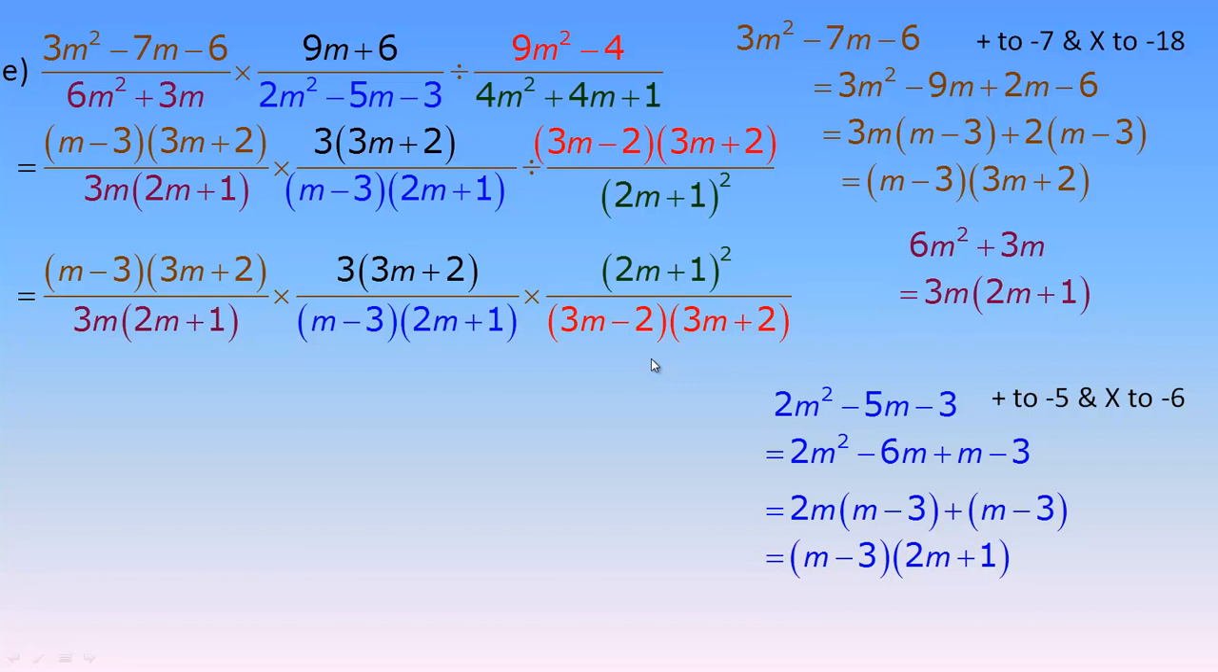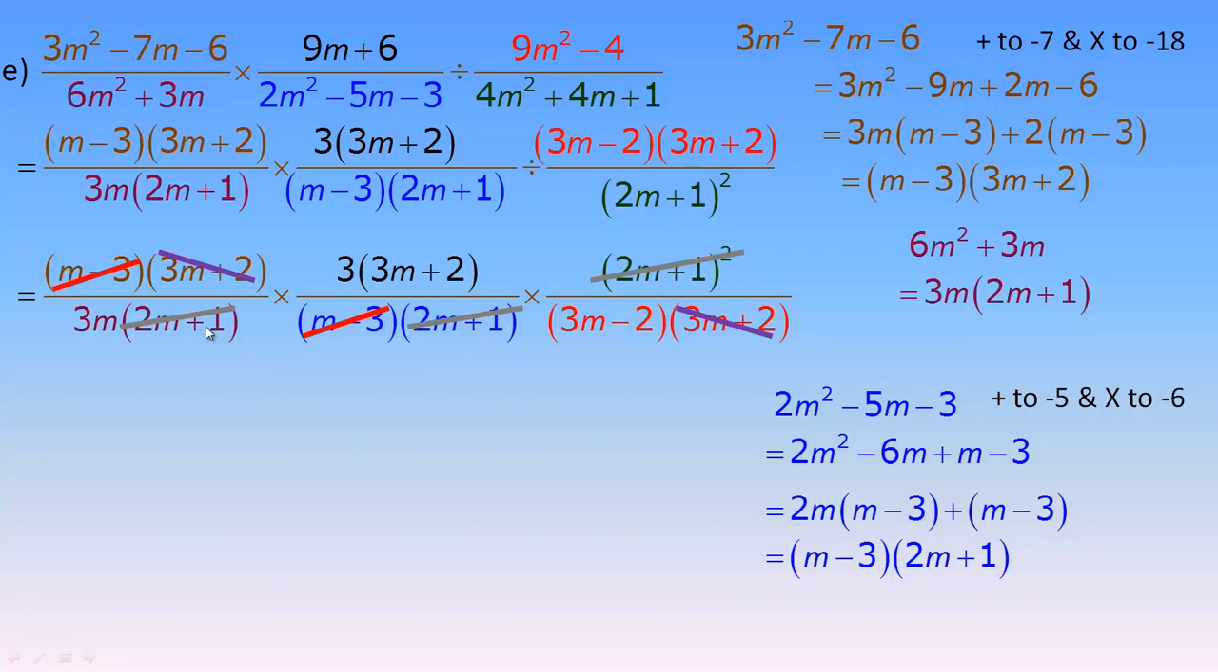Before we start dividing things out, though, I'm going to change this dividing into multiplying by the reciprocal. Notice the 2m plus 1 squared that was in the denominator is now in the numerator, and this 3m minus 2, 3m plus 2 is down here in the denominator now. Now, what's going to divide out? Well, we've got this m minus 3 here, and this m minus 3 here. They'll divide out. And then we have this 3m plus 2 and this 3m plus 2 over here. They will divide out. And then we have this 2m plus 1. See, there's 2 of those there. So that would divide out with this 2m plus 1 squared, because that squared means there's actually 2 of them here.